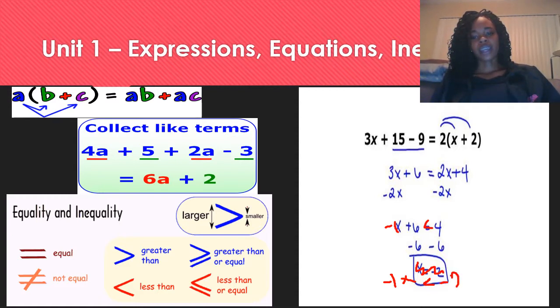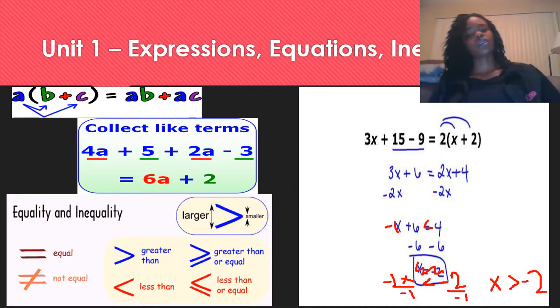Now, to get rid of that negative 1 in front of the x, we need to divide. But notice we're dividing by a negative. Here's the only thing that's different with inequalities. If you divide by a negative, that symbol flips. So instead of saying x is less than, it's going to flip and say x is greater than. So x is greater than negative 2. So the same 5 steps are used to solve the equation. The only difference is that with an inequality, that last step is kind of different. So just be careful.